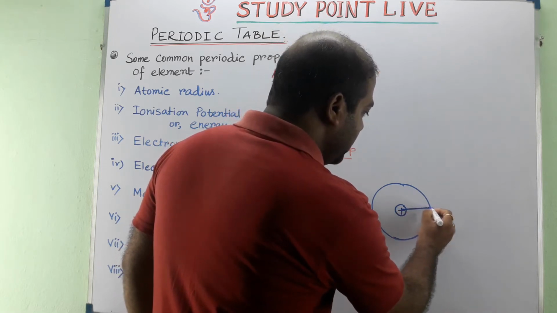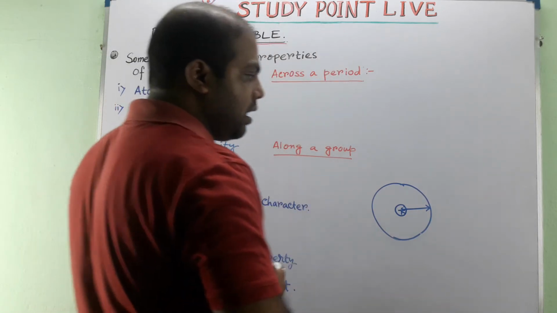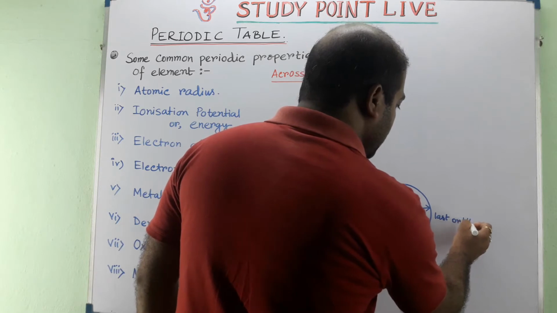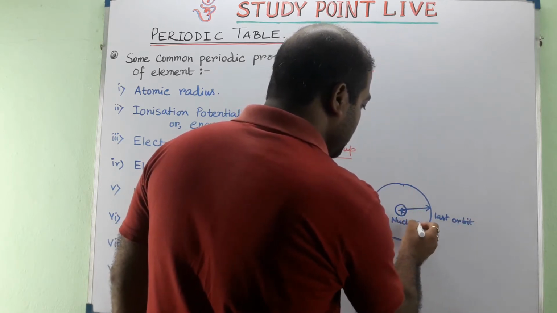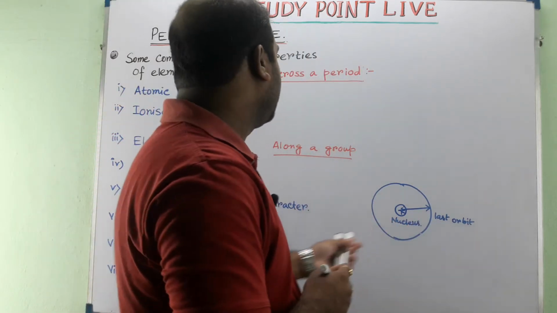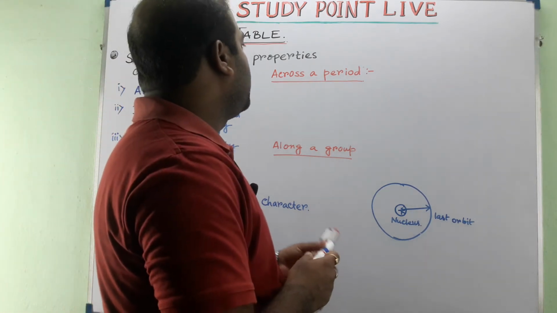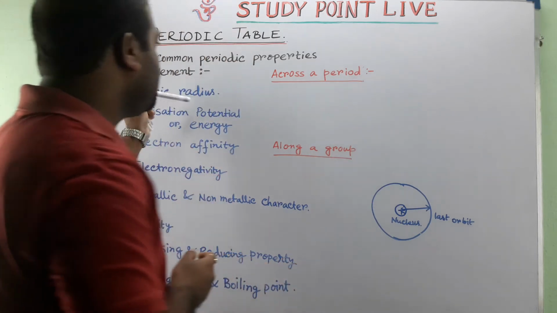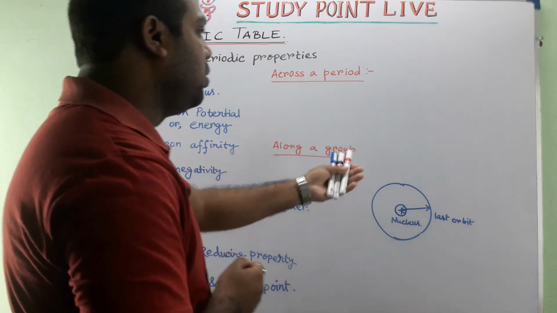The distance between the nucleus and the last orbit, and this is the nucleus. The distance between the nucleus and the last orbit is known as atomic radius. Now we are going to discuss the change or variation of atomic radius across a period and along a group.